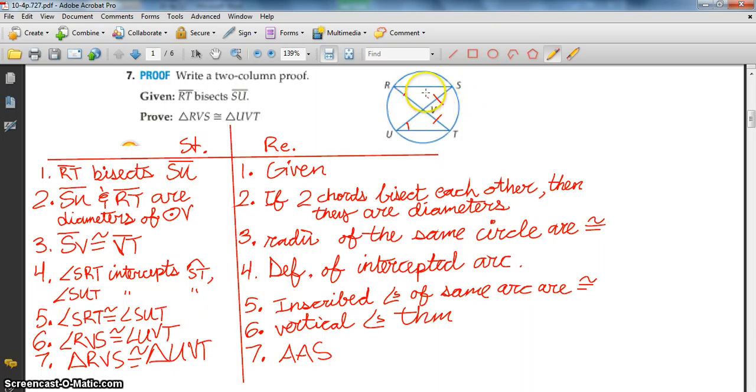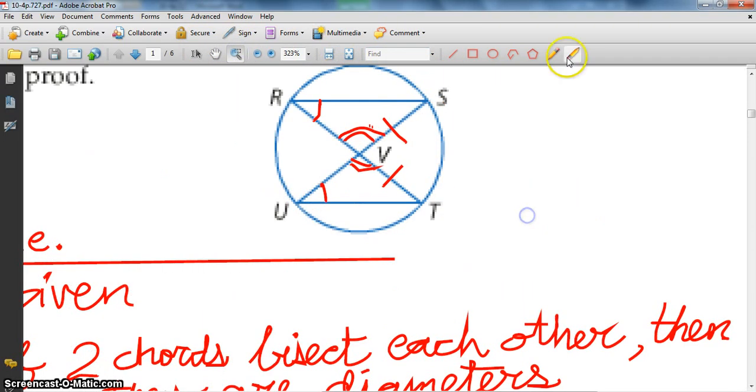We go on to say that RVS and UVT are congruent because those are vertical angles. Vertical angles are always congruent. And now, in our two triangles, we have a triangle where an angle is marked here, an angle is marked here, and the side is marked over here. So this side is non-included between these two angles. The included side would be this side.